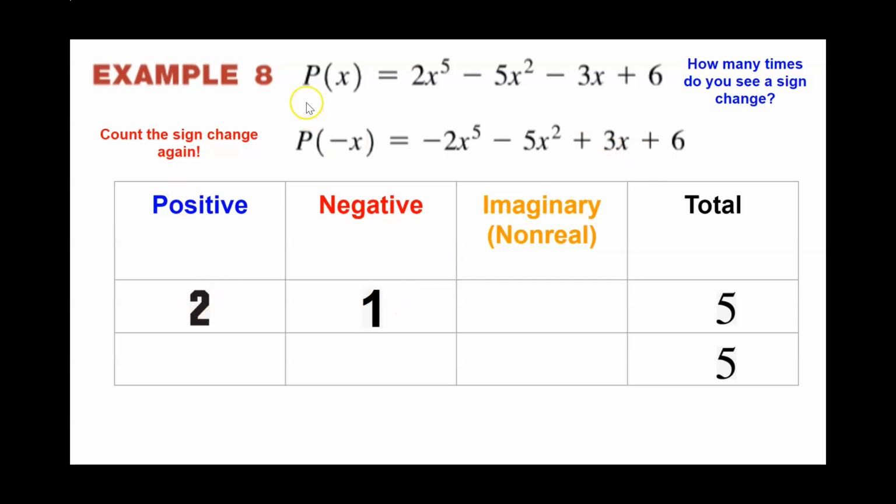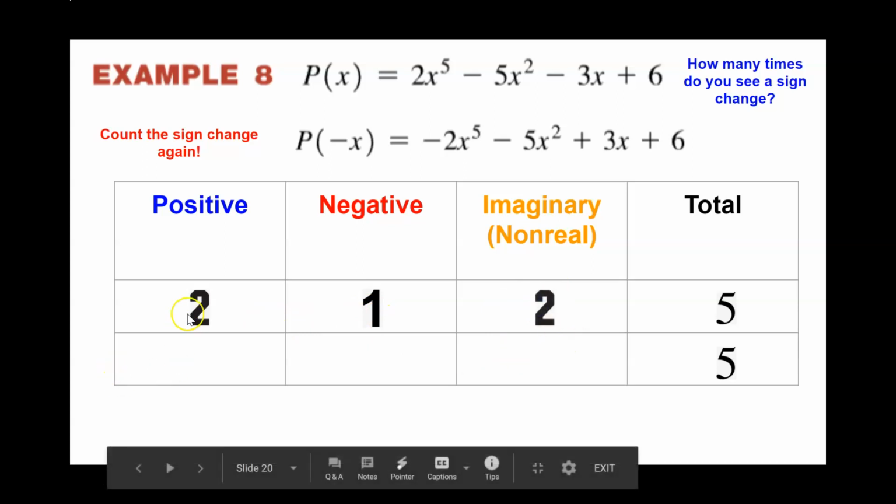So the positive part comes from your original function. Then once we put the negative in, change the sign if it's an odd exponent, keep it the same if it's an even exponent. Figure out the number of times you see it flip signs. Now remember, to get the imaginary, if we have a total of 5 and I have 2 here and 1 here, which makes 3, how many is left over? Which should be 2. 2 plus 2 is 4, plus 1 is the 5.